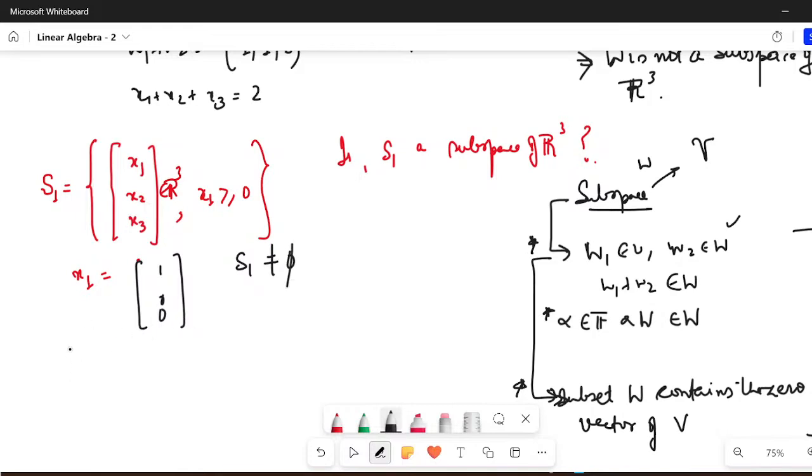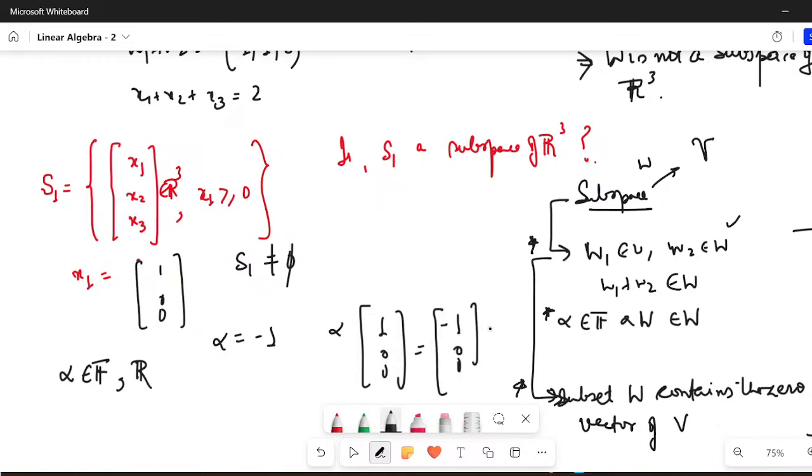Now just think of this. Let's say I can take any element from the field F, which is actually R here. Let us take alpha equal to -1. This is your x1, and if I multiply alpha into x1, which is (1, 0, 0), what will I get? I'll get (-1, 0, 0). Does it belong to S1? No, it does not belong to S1.